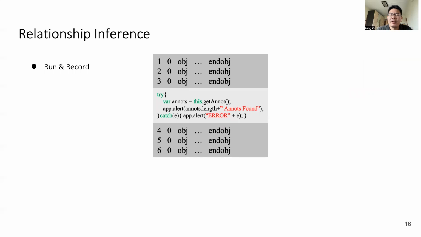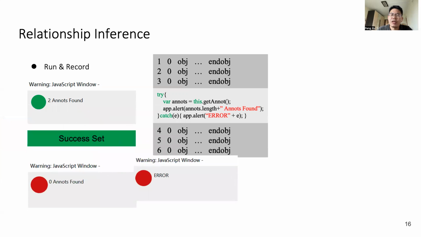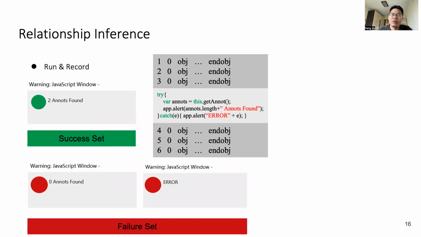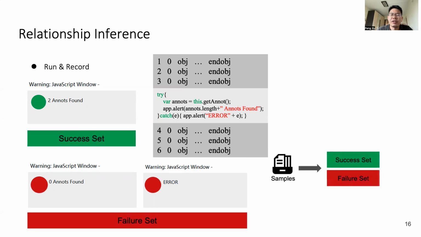Specifically, we prepare a testing code and insert the testing code into the original sample. Then we use the application to open a new sample. If the testing code successfully finds the related elements, we put the original sample into success set. Otherwise, if the testing code cannot find the related elements or produces an error, we put the original sample into failure set. So through this first step, we have divided all samples into success set and failure set.